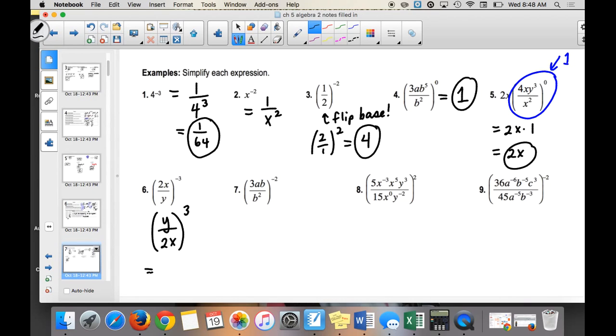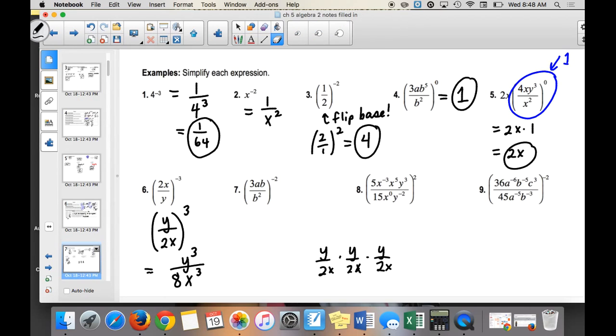Everybody always gets the y cubed and the x cubed. For some reason, about 25% of my class every single year forgets the 2. So what do we think the 2 is going to be? 2 to the 3, which becomes 8, right? So don't forget about the 2. The 2 is going to be cubed as well. Why? Because it's y over 2x times itself 3 times, so we still have that 2 times 2 times 2 there. So always think in expanded form if needed.